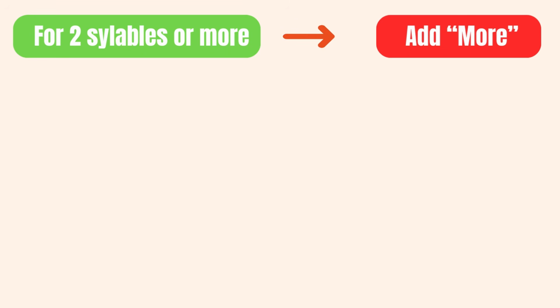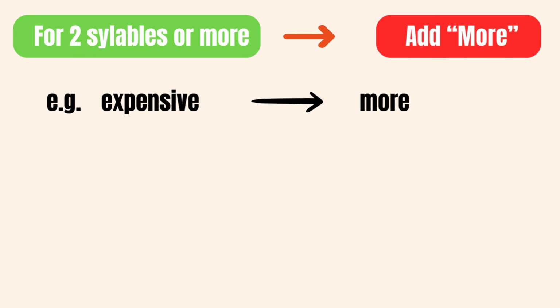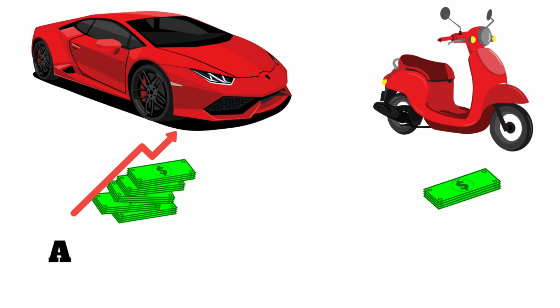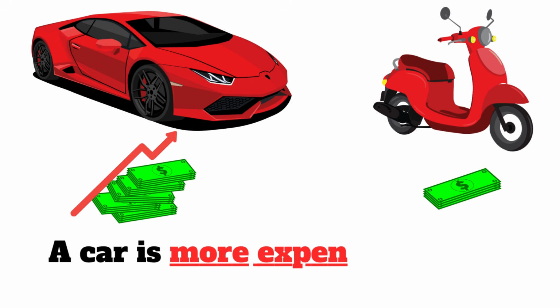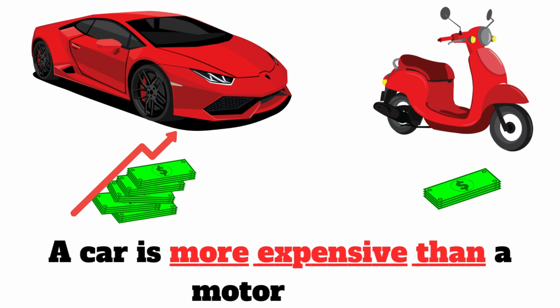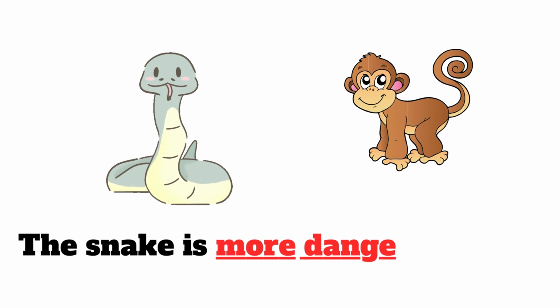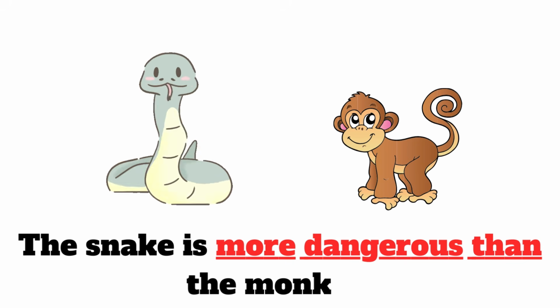For adjectives with two or more syllables, we use more before the adjective to form the comparative. For example, expensive becomes more expensive. Similarly, dangerous becomes more dangerous. A car is more expensive than a motorcycle. The snake is more dangerous than the monkey.